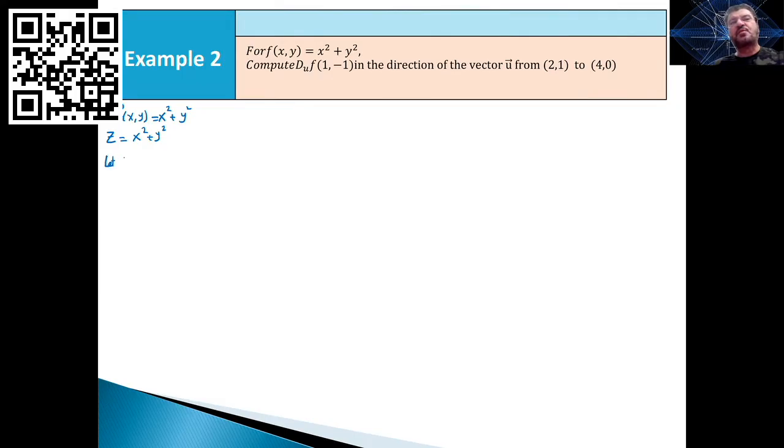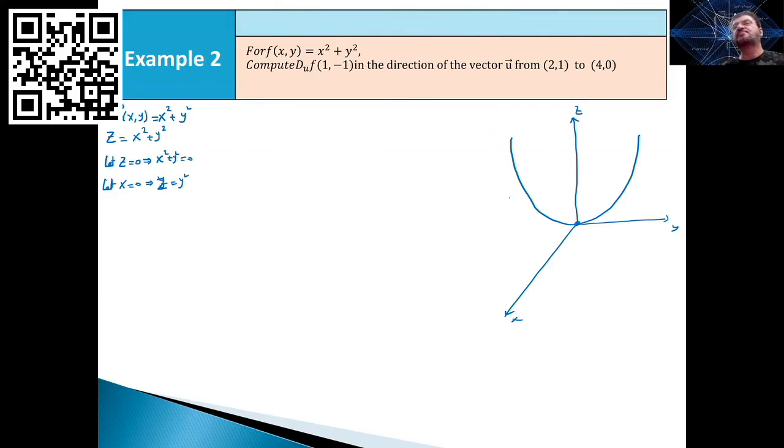We let what? We let z equal to 0. So what do we get? We get x squared plus y squared equal to 0. What is this? This is a circle of radius 0, which is going to be at the origin. So we are here. Now we let x equal 0. So that means z is equal y squared. This is the z-axis, this is the y-axis, and this is the x-axis. Z equal y squared is definitely that one. This is z equal y squared.